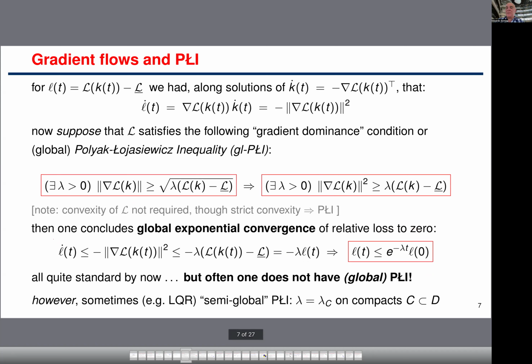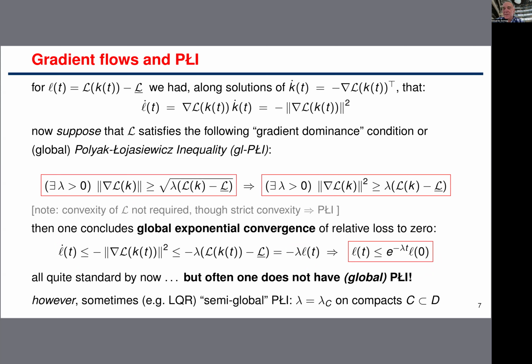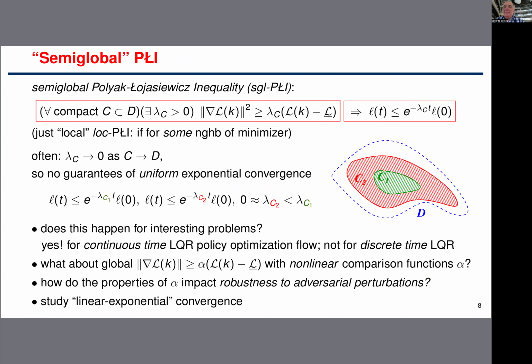So the point is that this is very nice when it happens, but sometimes we do not have this global convergence. And this is what leads to what I'm talking about here. In many problems, such as the LQR problem that I was talking about, we only have some sort of semi-global PLI, Polyak-Lojasiewicz inequality. What I mean by that is that the estimates we have depend on the compact set on which you start. This looks like a trivial thing to worry about, but we'll see why it's important.